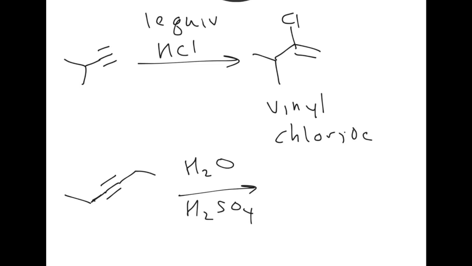Water, sulfuric acid. What atom do you add? Can you just tell me what atom I'm adding to it? Then we can go from there. I'm adding an oxygen, right? So I make an enol. That enol becomes a carbonyl, a C double bond O. So I'm going to make a ketone. I think I have enough carbons. Yes, I have enough carbons.